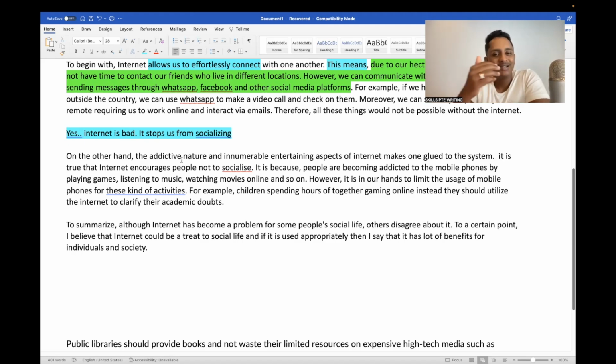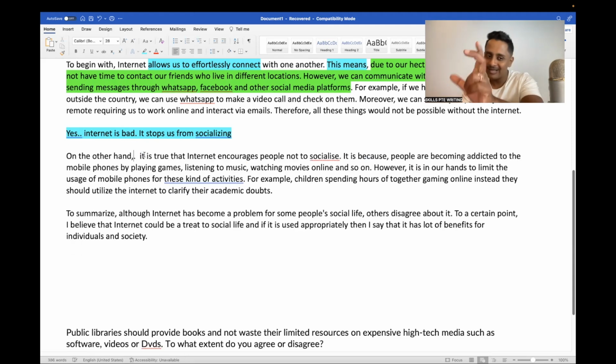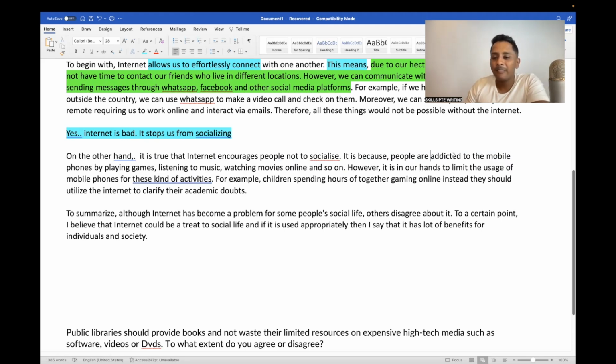Probably could have talked, the first line. Otherwise, also, I'm just showing you an example. Otherwise, it's fine, but probably the main idea has to be there. Don't retain the same words or the things from the question. Give the main idea. It is true that internet encourages people not to socialize. It is because people are becoming addicted. Probably could have written people are addicted, or people become addicted. Becoming is also fine, should not be an issue.